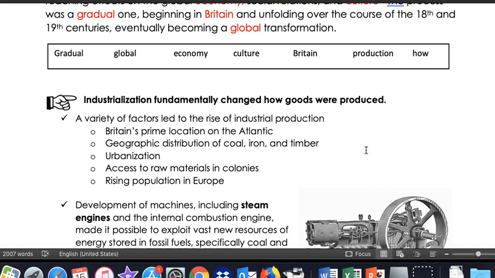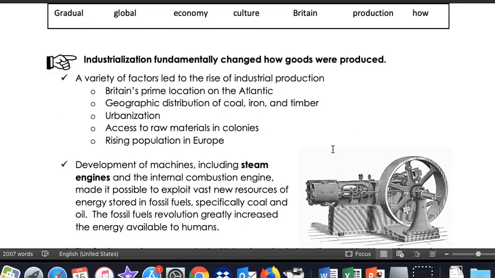The first key point is just understanding how industrialization changed how goods were produced. Previously, people produced goods in their homes, largely artisans, handcraft items. So even if you were weaving or making swords, many times this was a cottage industry, as they call it.